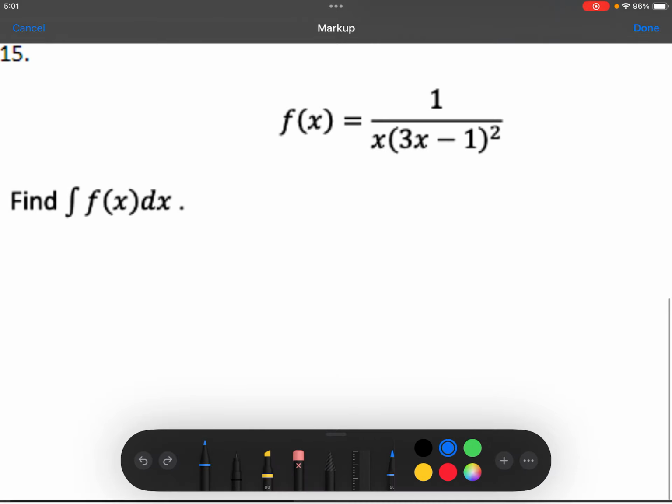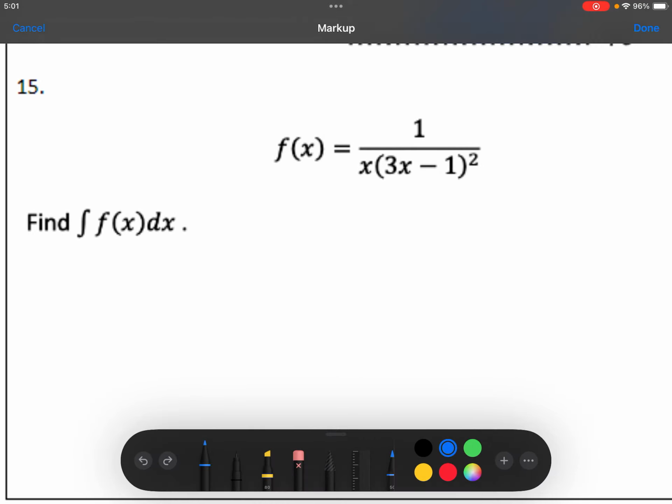Question 15. We've got the integral of f of x, which is 1 over x times 3x minus 1 squared. So we've got these two terms on the bottom there. We've got the x and the 3x minus 1 squared. I think we're going to have to do partial fractions here. I don't think there's going to be any quick way of rewriting this. Not that's helpful anyway.